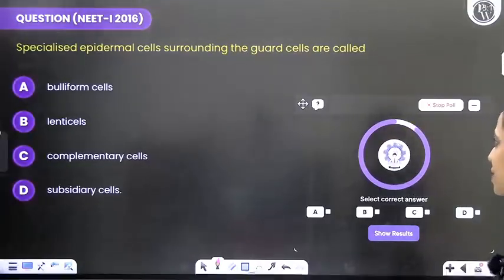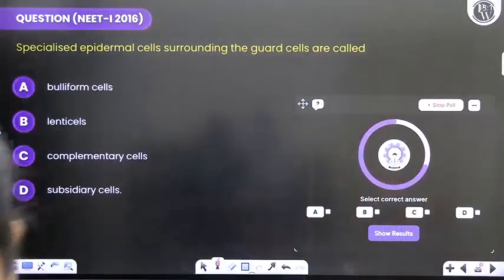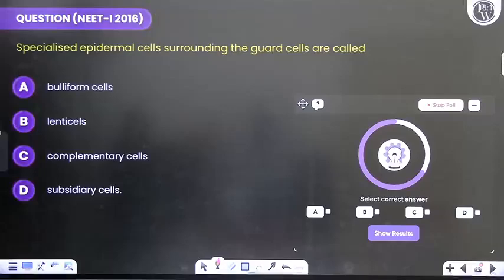Specialized epidermal cells surrounding the guard cells are called. Specialized epidermal cells surrounding the guard cells, what do you call them?